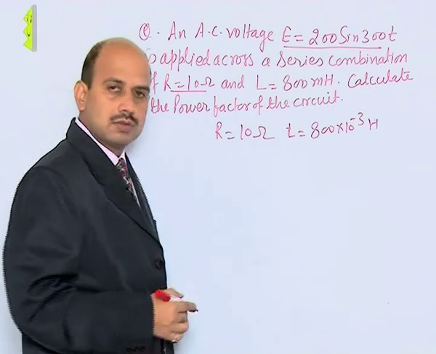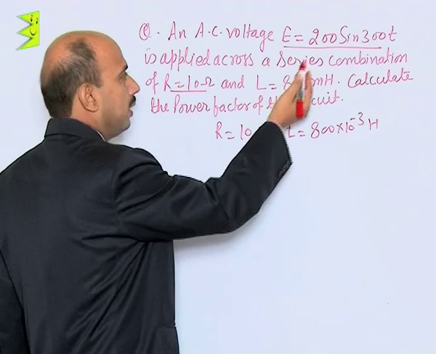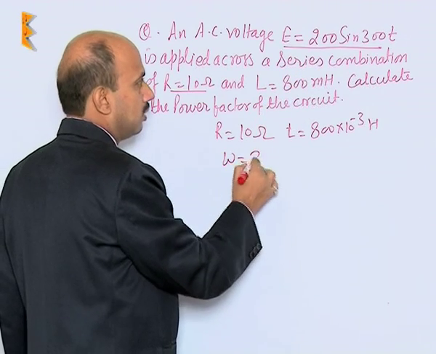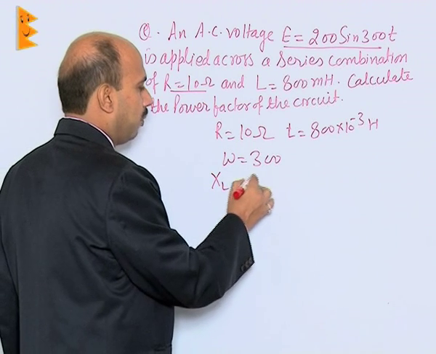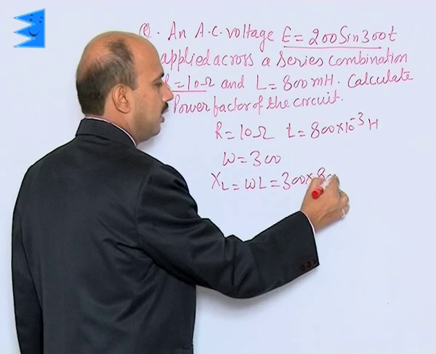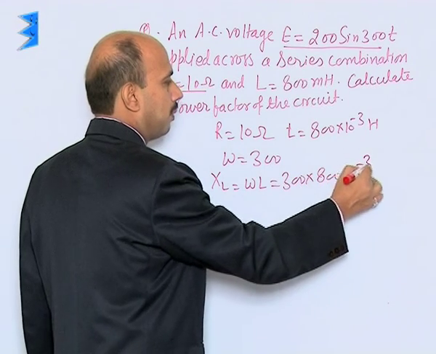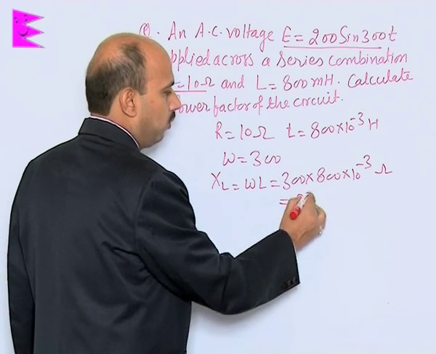Calculate the power factor. So, first we have to calculate XL, and we know omega is equal to 300. So, we can write XL is equal to omega into L. So, that is 300 into 800 into 10 raised to power minus 3 ohm, that is coming here 240 ohm.